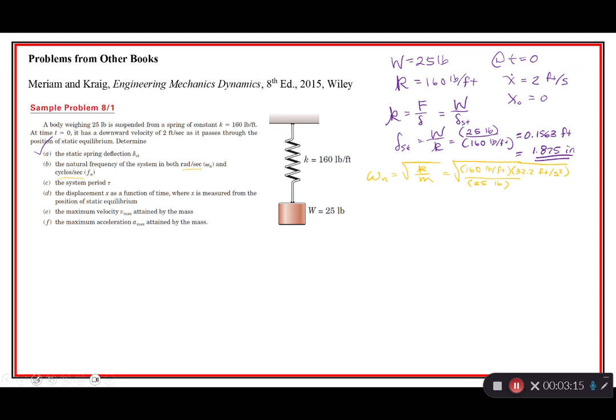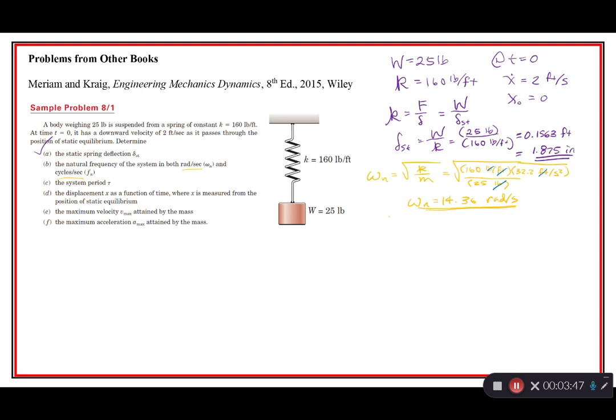And then I will cancel out the units here. The pounds cancel out the pounds, the feet cancel out the feet. So we're taking the square root of 1 over second squared. So we can be assured that we get the right set of units, which are going to be radians per second. That's 14.36. We call that the circular natural frequency.